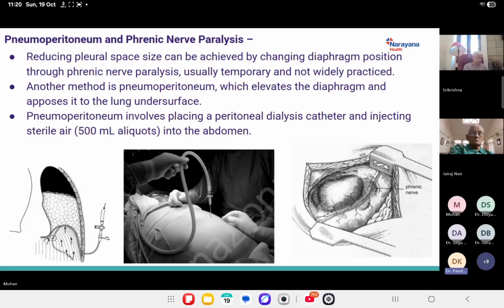lung undersurface. So pneumoperitoneum can be done in these two ways, where a peritoneal dialysis catheter is kept under the diaphragm, and then air is insufflated through that at regular intervals. The other one is creating initial pneumoperitoneum with a Veress needle, and then if needed with a catheter or not, or as a single stage. So pneumoperitoneum involves placing a peritoneal dialysis catheter and injecting sterile air, 500 ml, into the abdomen.